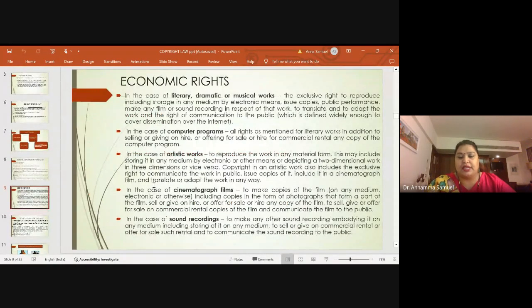There are two kinds of rights which are given to the copyright holder. One is the economic rights, and the other we call the author special rights. Economic rights is nothing but wherein you have the exclusive right to reproduce in any medium, and you can offer it for sale, you can give it on hire, and any kind of economic rights which is given to the literary, dramatic, musical, or artistic work, or the cinematographic film even, and sound recordings, we call the economic rights.